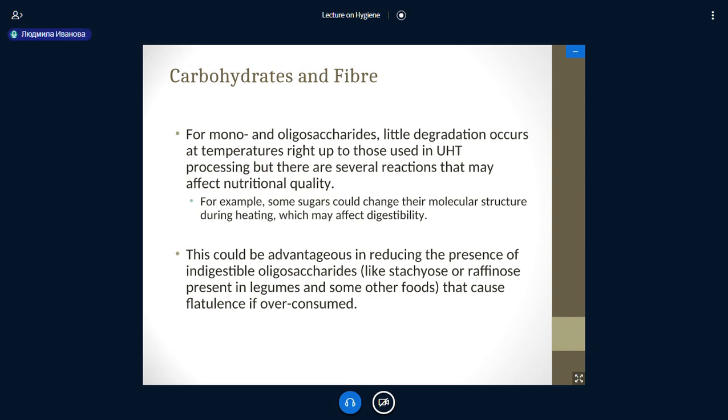And carbohydrates, mono and oligosaccharides, little degradation occurs at temperatures right up to those used in ultra-high temperature treatment processing, but there are some reactions that may affect nutritional quality. For example, some sugars could change their molecular structure during heating, which may affect digestibility. This could be an advantage. Okay.